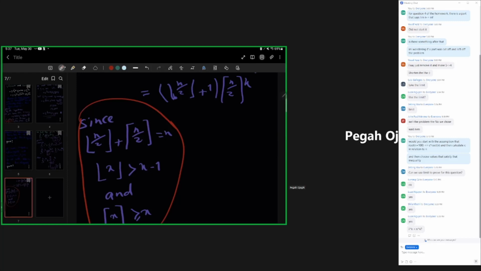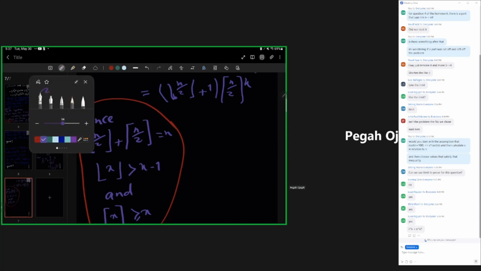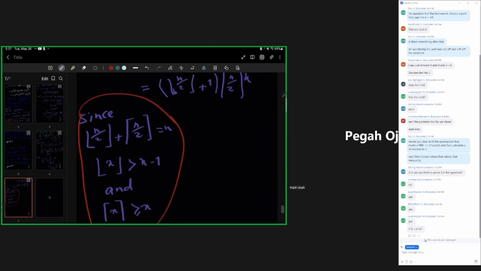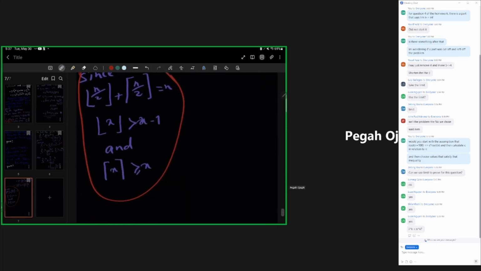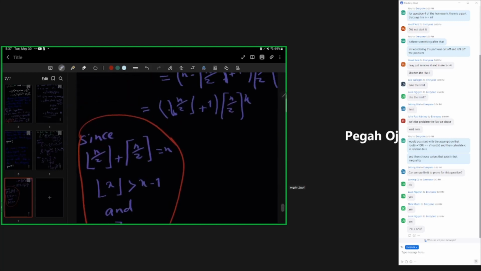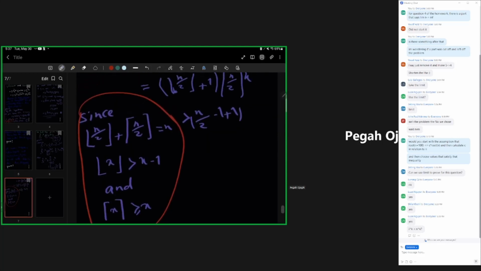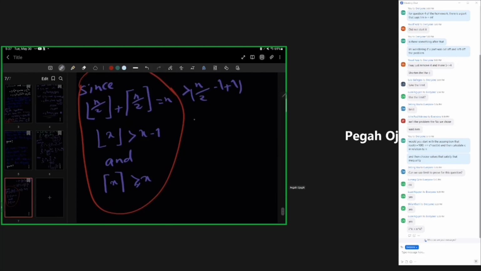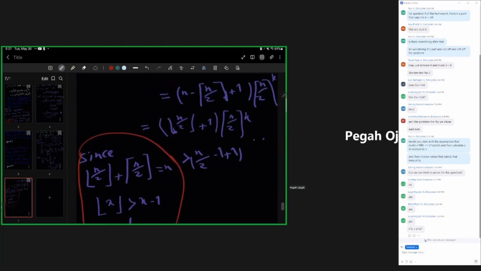Okay, so let's go back. And now I did this one. So based on this, I say, okay, if I know floor is greater than x minus 1, I can remove this floor and put this as greater. Instead of this one, put n over 2 minus 1, because this is the equation, minus 1 plus 1. And then instead of ceiling, it is greater than x, so I can remove the ceiling. So it's going to be n over 2 to the k. So I already did this one. This is going to be n over 2, and this is going to be n over 2k.